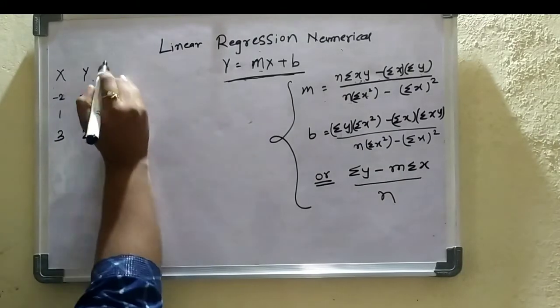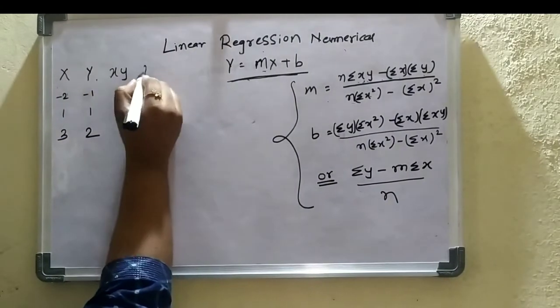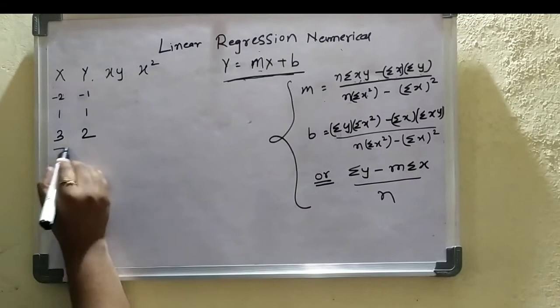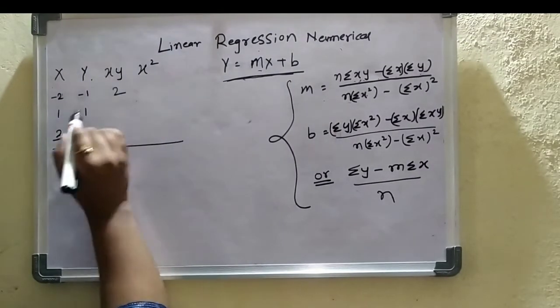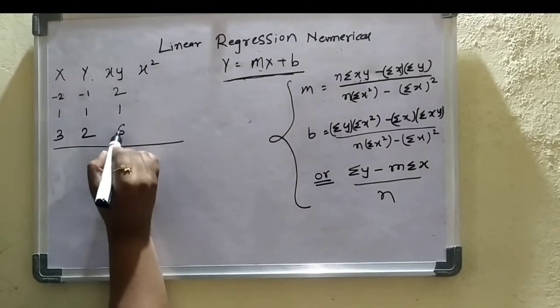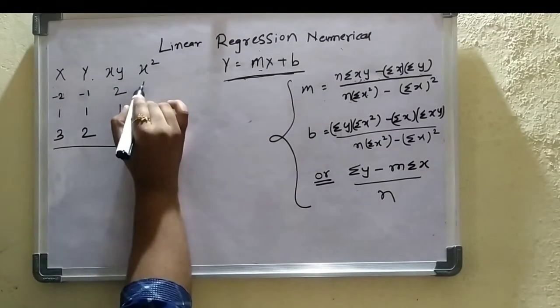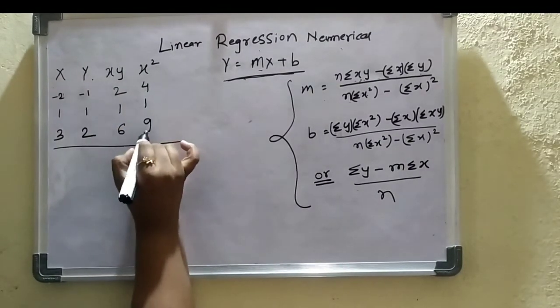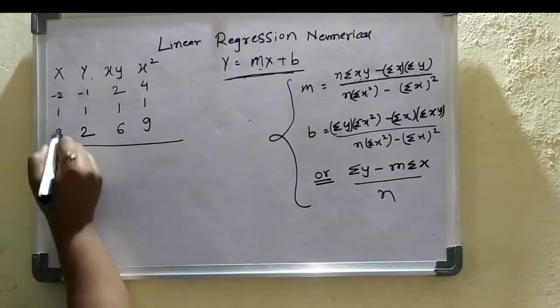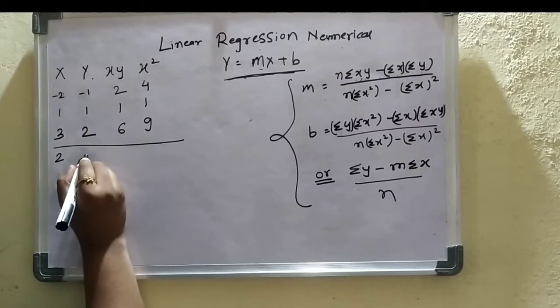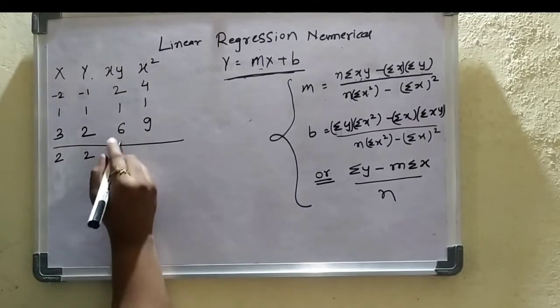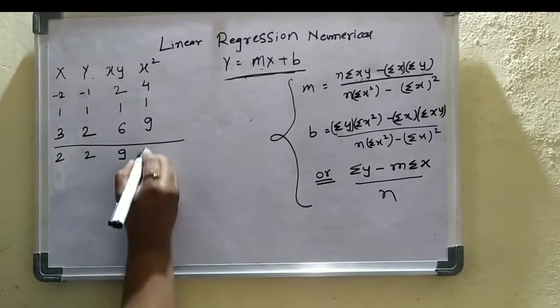Now for the x and y values, we have to calculate xy and x square, since we need them in a formula. The xy will be 2, 1 and 6, and the x square will be 4, 1 and 9. Now we will take the summation of all of these terms. The summation of x will be 2, summation of y will be 2, summation of xy will be 9, and the summation of x square will be 14. So these are the summations.